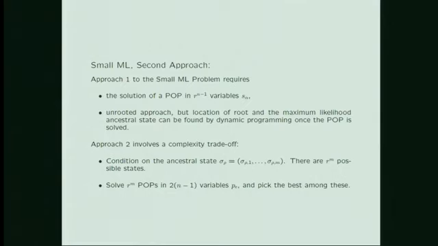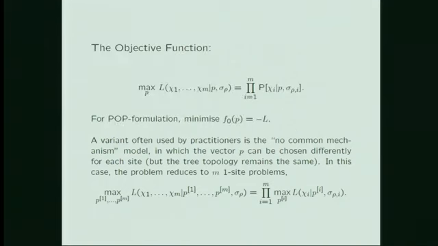So the second approach is to use these variables P that I introduced. And it involves a kind of trade-off in complexity. Whereas the first approach solved one pop in R to the n minus 1 variables and was essentially an unrooted approach, the second approach solves exponentially many pops in linearly many variables. So the first approach has exponentially many variables for only one pop. In the second approach, you have exponentially many pops with just linearly many variables. And here, the idea is, well, why do we get exponentially many pops?